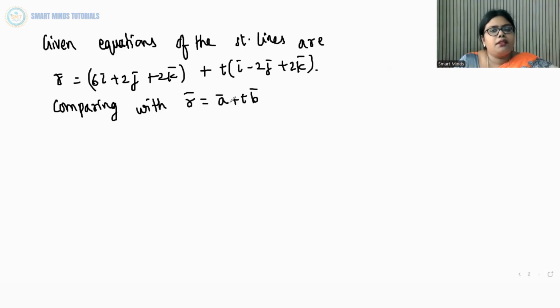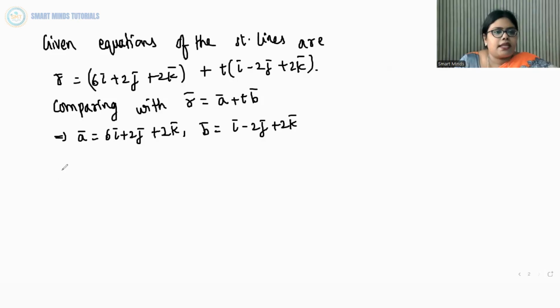So if you compare this with A bar plus TB bar, what do you get? You will get A bar and B bar vectors. So A bar is 6I bar plus 2J bar plus 2K bar. And what is B bar? I bar minus 2J bar plus 2K bar.